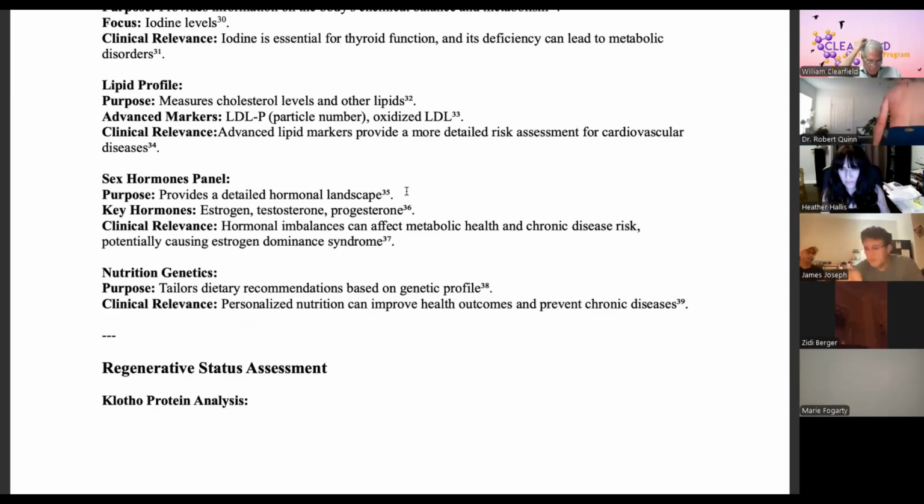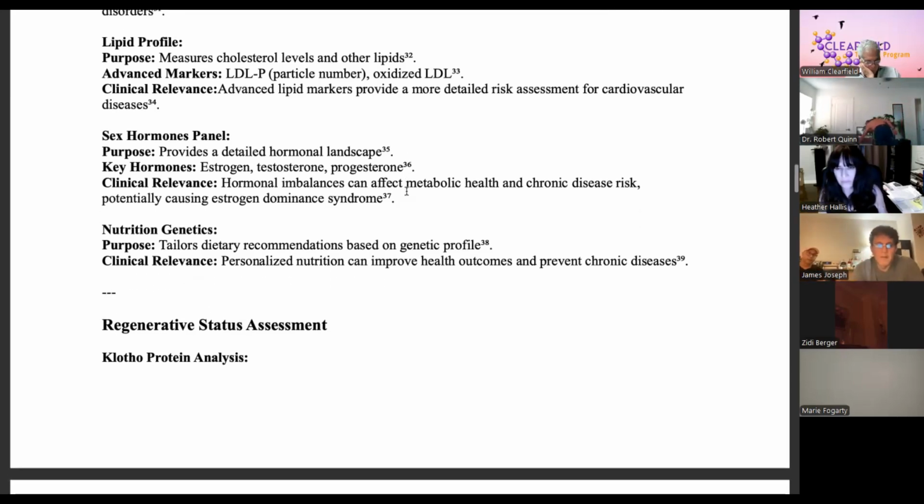So nutritional genetics is a very important part of metabolic balance. They're probably going to need 10 minutes for questions.